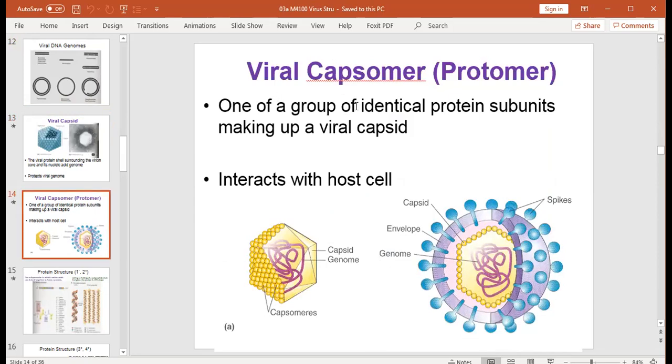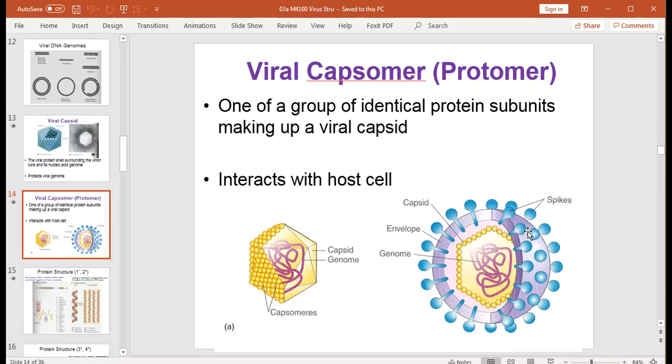One of a group of identical protein subunits that make up the capsid of a virus is called a viral capsomer or protomer. So a protomer or capsomer is one of a group of identical protein subunits, and these are the structural units of the viral capsid. Viral capsid interacts with the host cell.